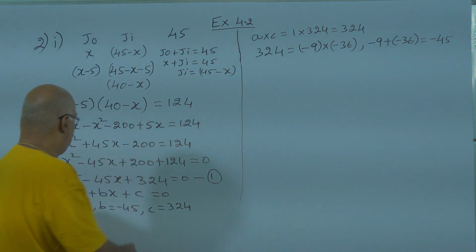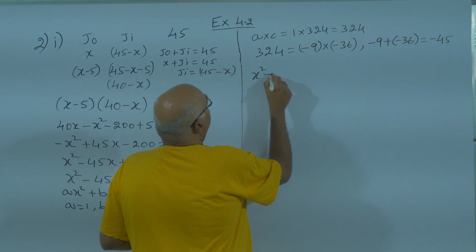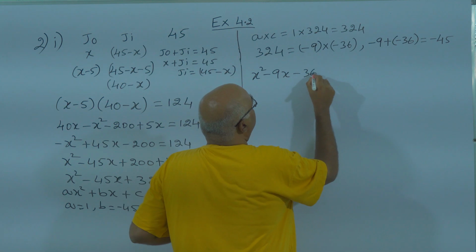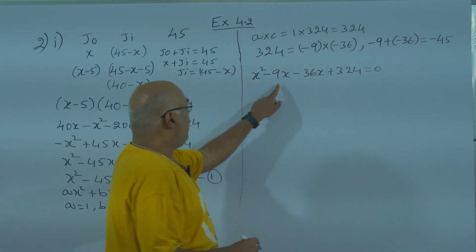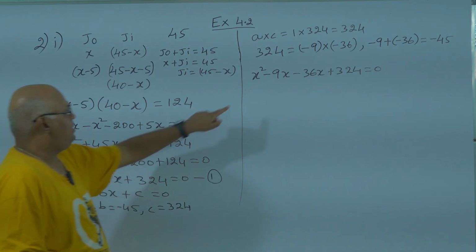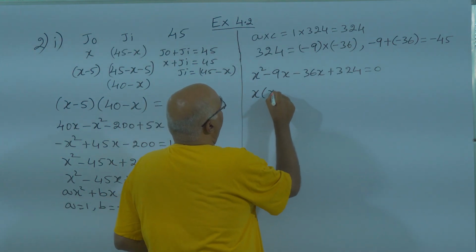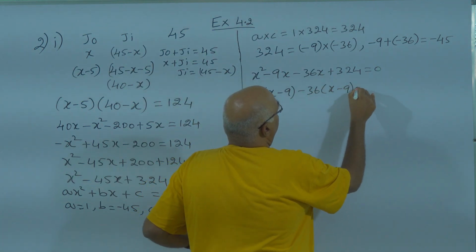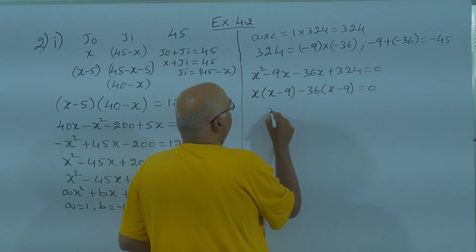So now let us factorize this quadratic equation. So I will get x square minus 9x minus 36x plus 324 is equal to 0. So minus 9x minus 36x is nothing but minus 45x. This minus 45x I am writing it as minus 9x minus 36x. So I can take x common. So x into x minus 9 minus 36 into x minus 9 is equal to 0. I am getting x minus 9 as common both the places. So I will take x minus 9 common.